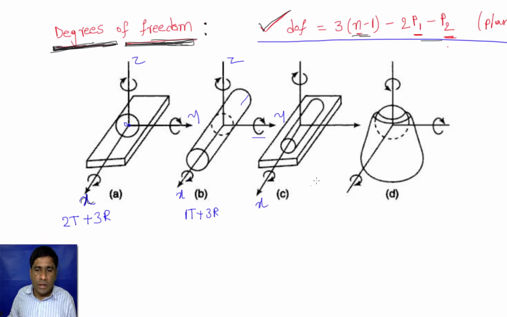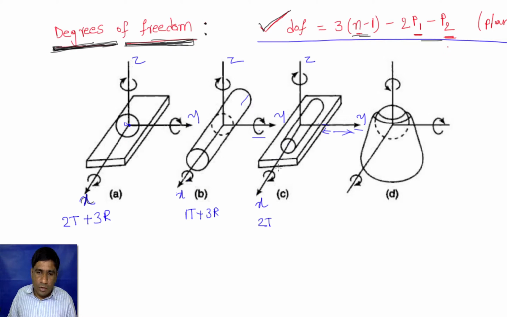And in the third case we have a cylinder placed on a plane. The cylinder can move along the x-axis and also along the y-axis. It can go like this or like this, but it cannot go along the z-axis. In the negative z-axis direction it cannot go. So only 2 translations are possible.